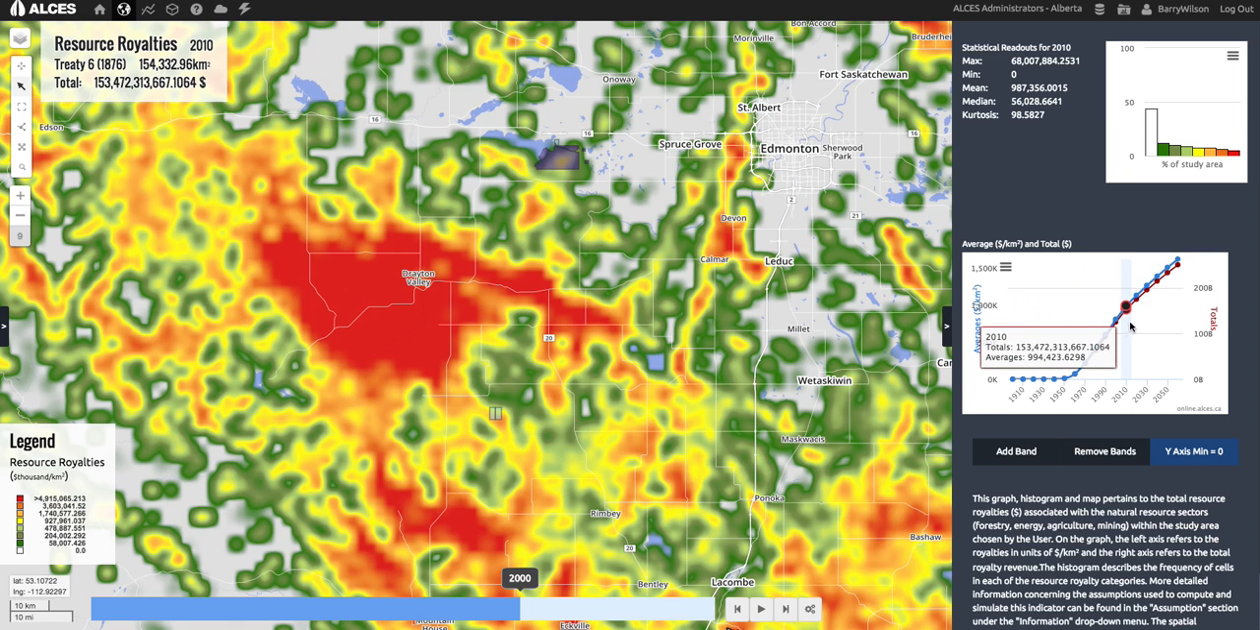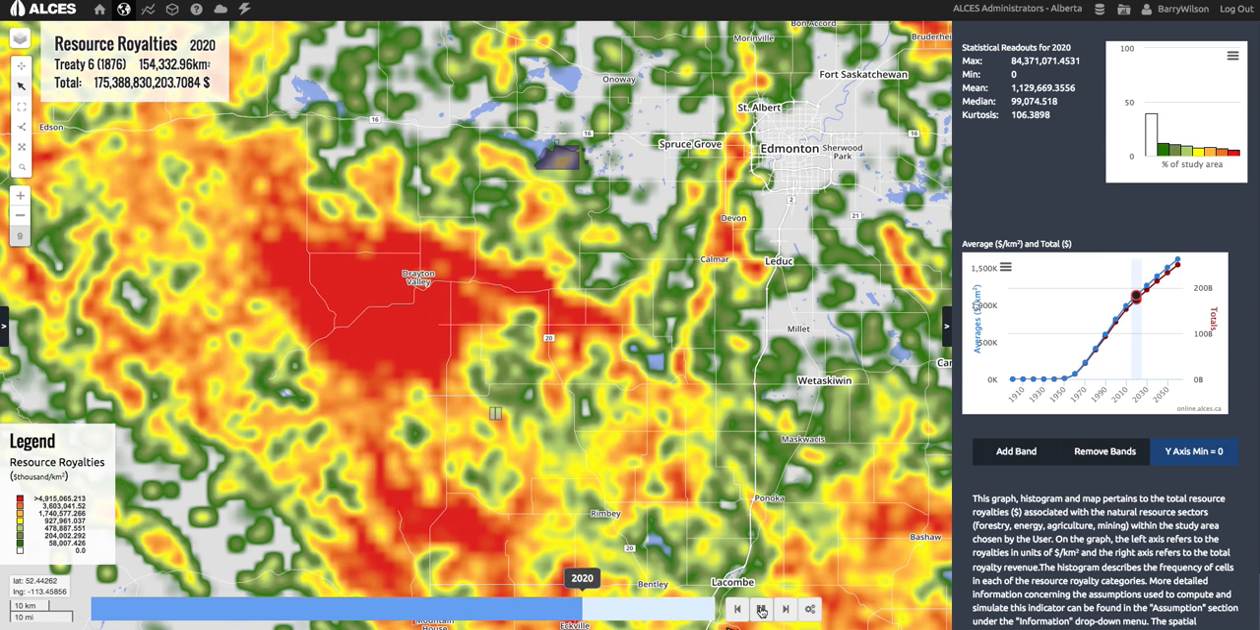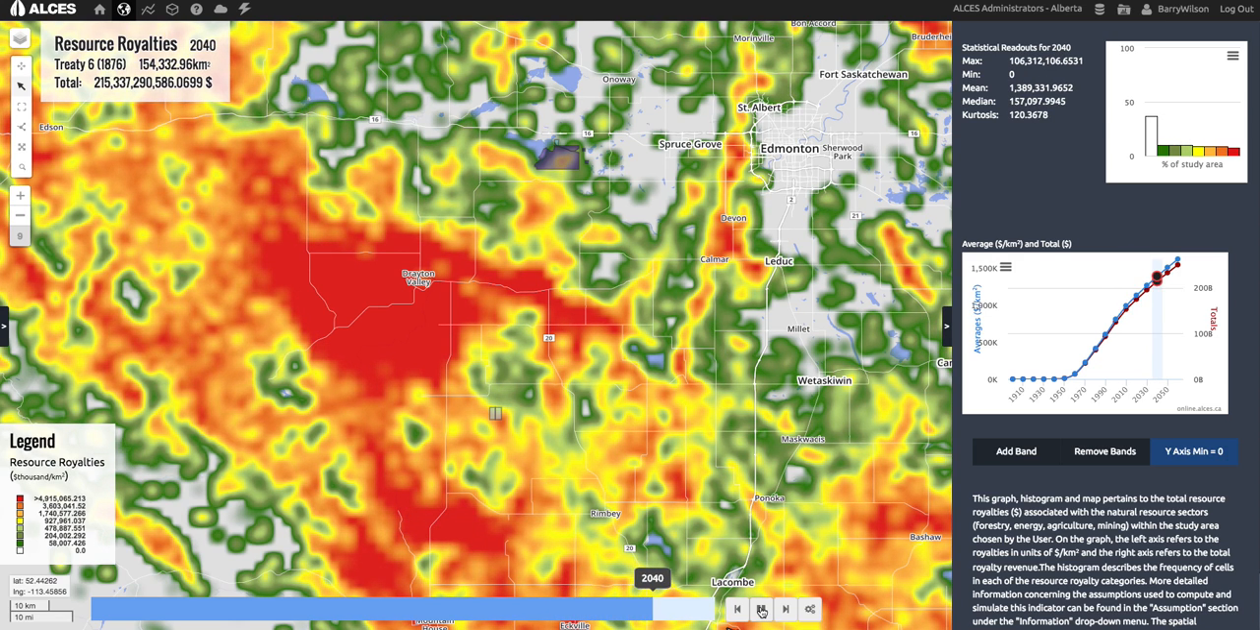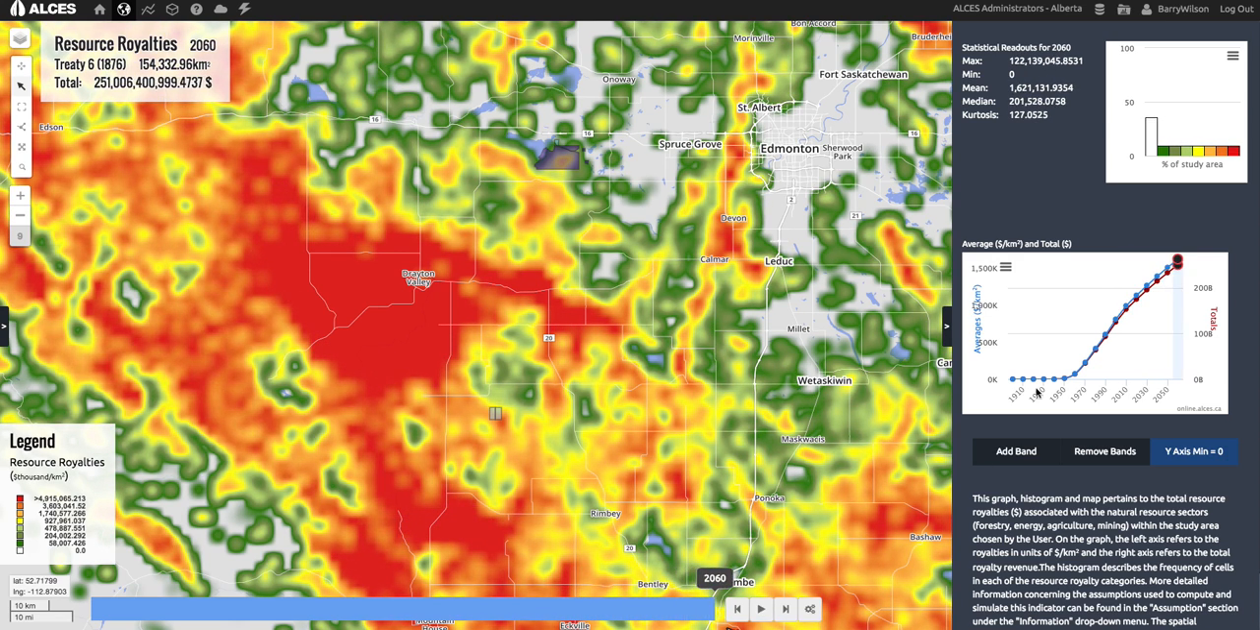And by this time, by 2010, the area that I've selected here in the model has generated approximately $153 billion in resource royalties for the province of Alberta. And as we move ahead and continue over the next 50 years, that total resource royalty number climbs to about $251 billion in resource royalties.